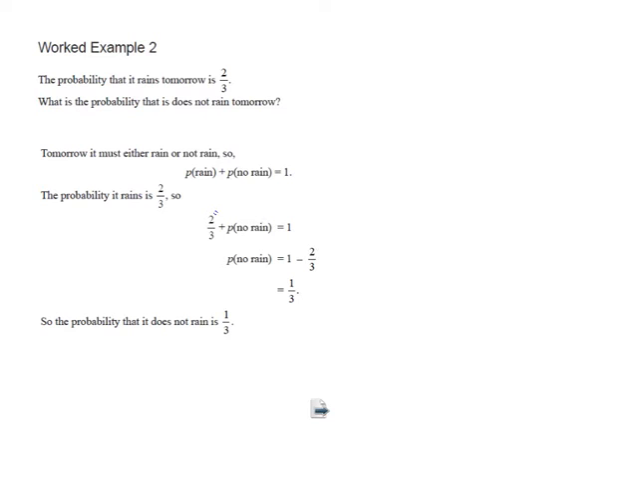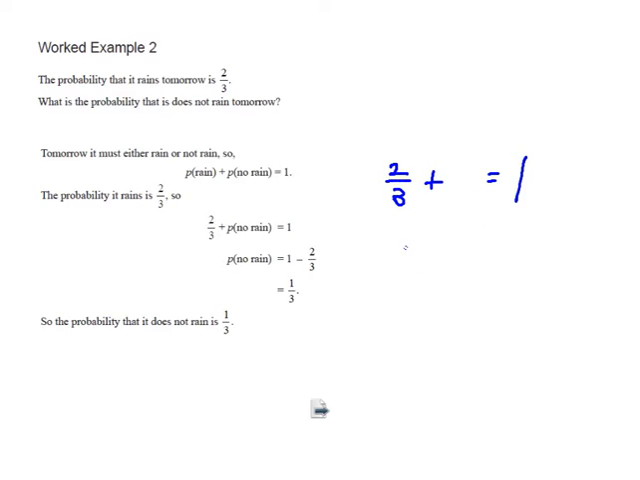So here we have a question that tells us the probability that it rains tomorrow is 2/3. What is the probability that it does not rain tomorrow? Well, tomorrow it must rain or must not rain. It will either rain or it will not. And we are already given the fact that it will rain to be 2/3. So when you take the probability that it will rain, 2/3, and you add the probability that it won't rain, which we don't know at the moment, it must equal 1, because it will either rain or not rain.